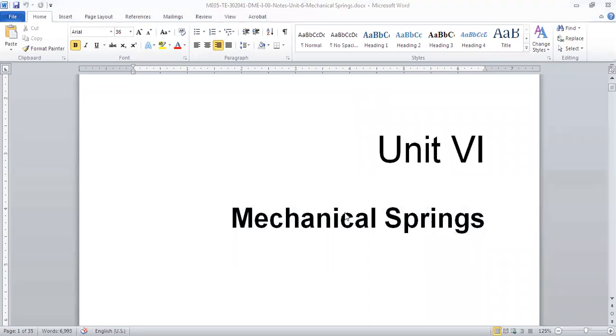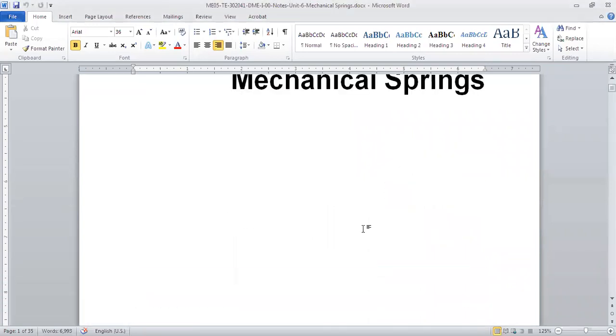So unit number 6, mechanical springs. Today we will talk about what springs are, what the different types of springs are, applications of springs, and if possible, we'll try to see the nomenclature. Once we know the nomenclature, we can talk about the design part.